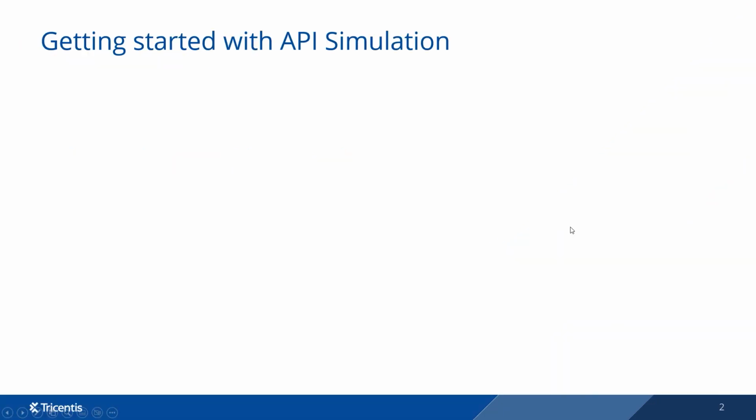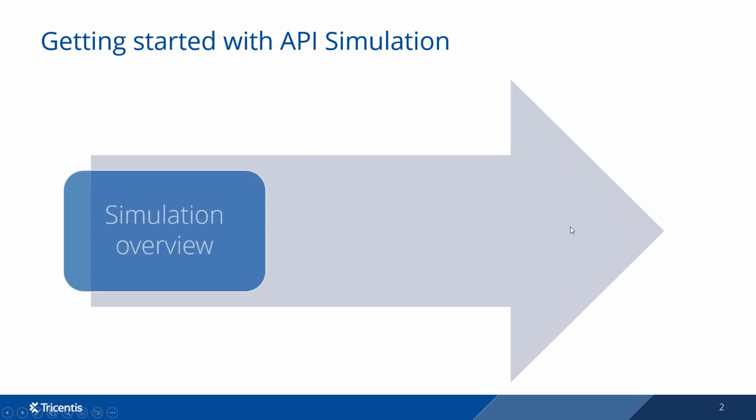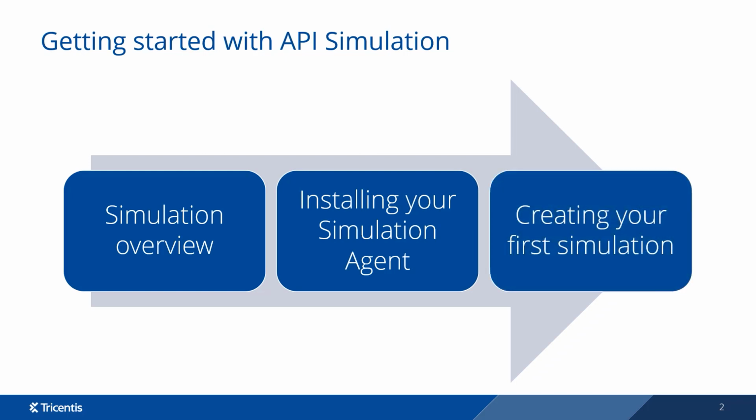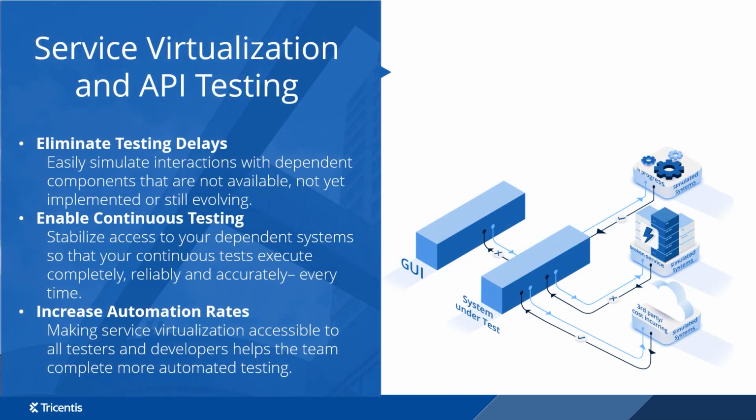Today, we're going to be going through 3 steps. We're going to do an introduction into simulation, what it is, what are its use cases, how it's used. Then, I'm going to show you how to install and set up your first simulation agent. Once that's set up, we're then going to go ahead and create our first simulation. Let's go ahead and get started with an overview of service virtualization and simulation.